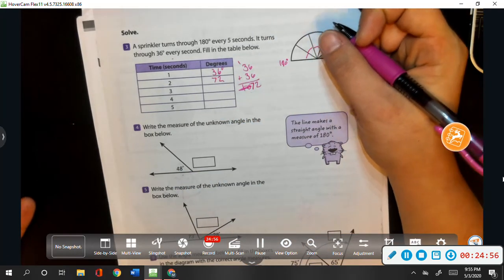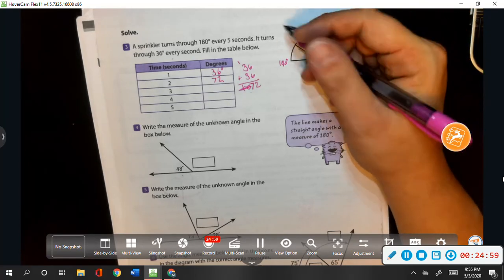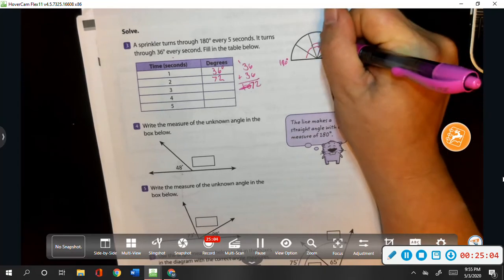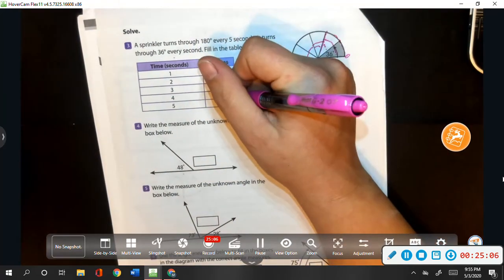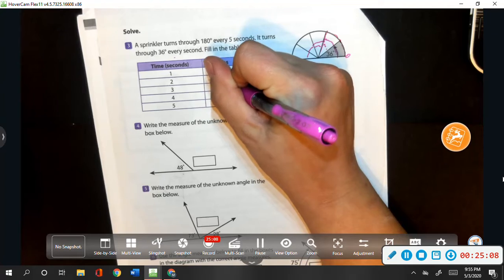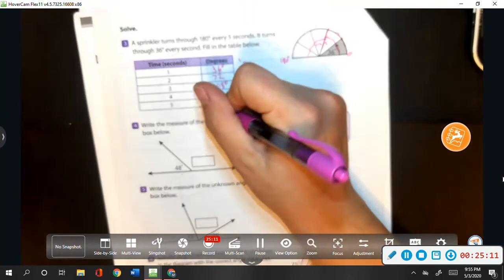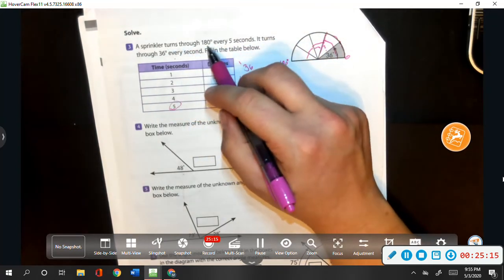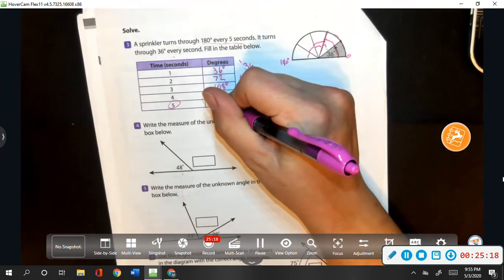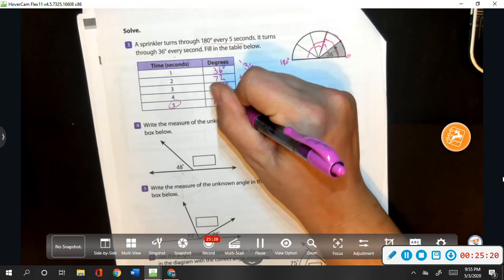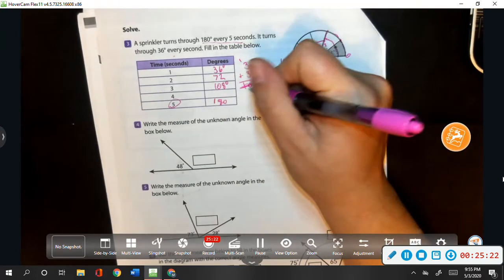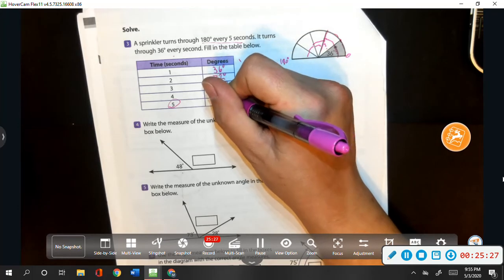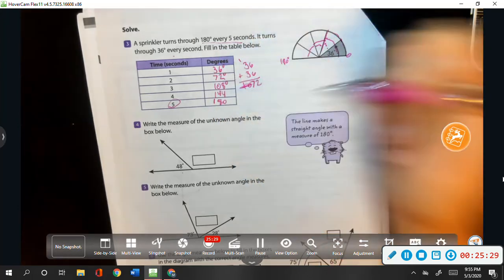So if we keep doing that trend, that pattern, we're going to take 72 and add another 36 degrees to the 72, which would be 108 degrees. Remember, I already know where it's going to be at 5 seconds because a sprinkler turns 180 degrees every 5 seconds. So this is going to be 180, and I add 108. Let's add 36 to that. That'd be 144.